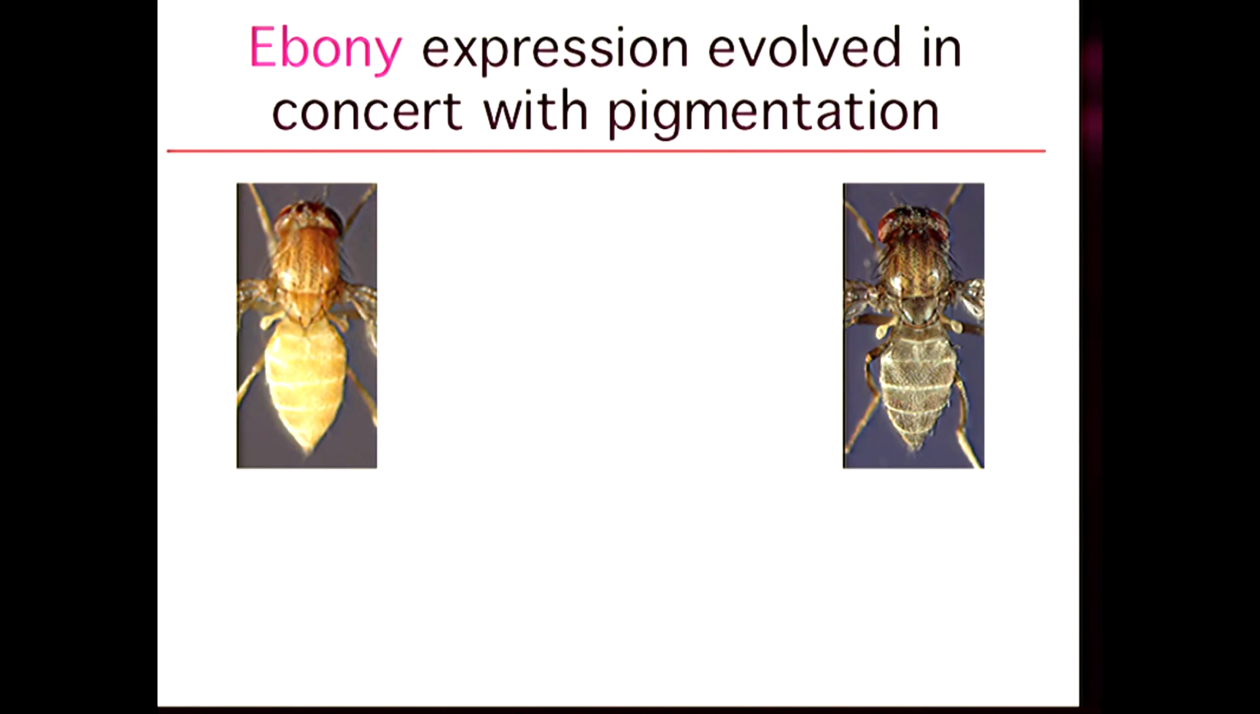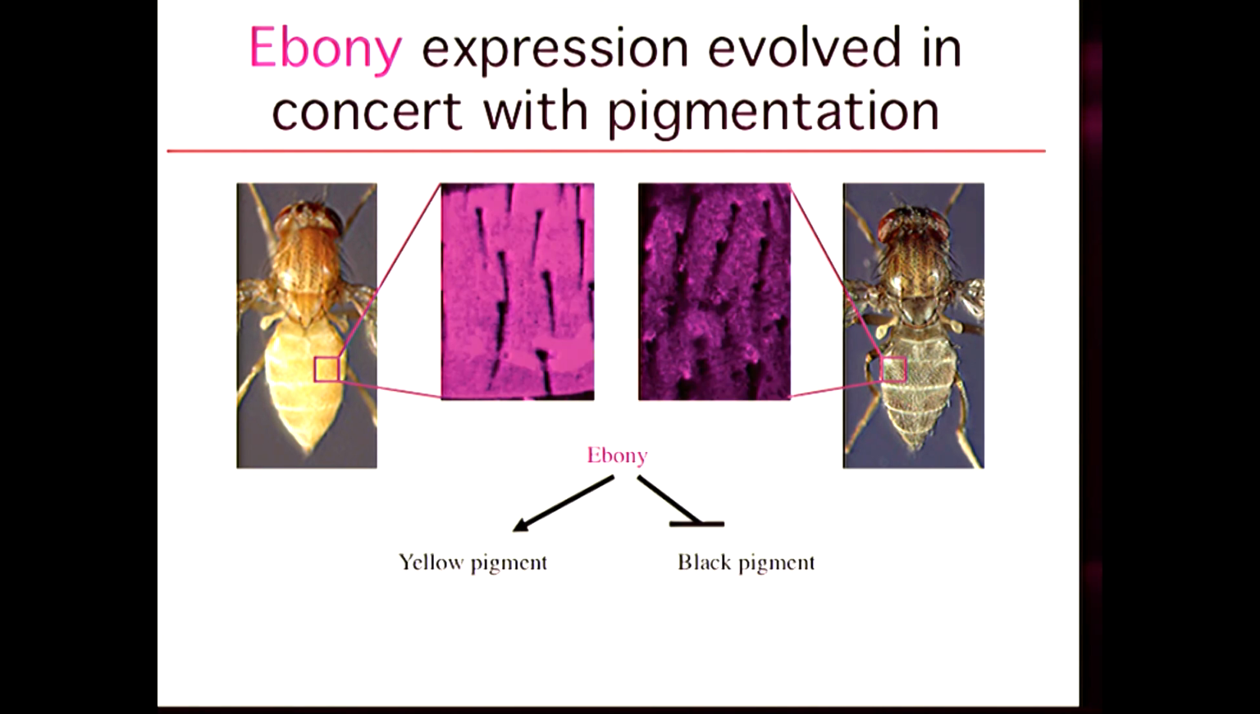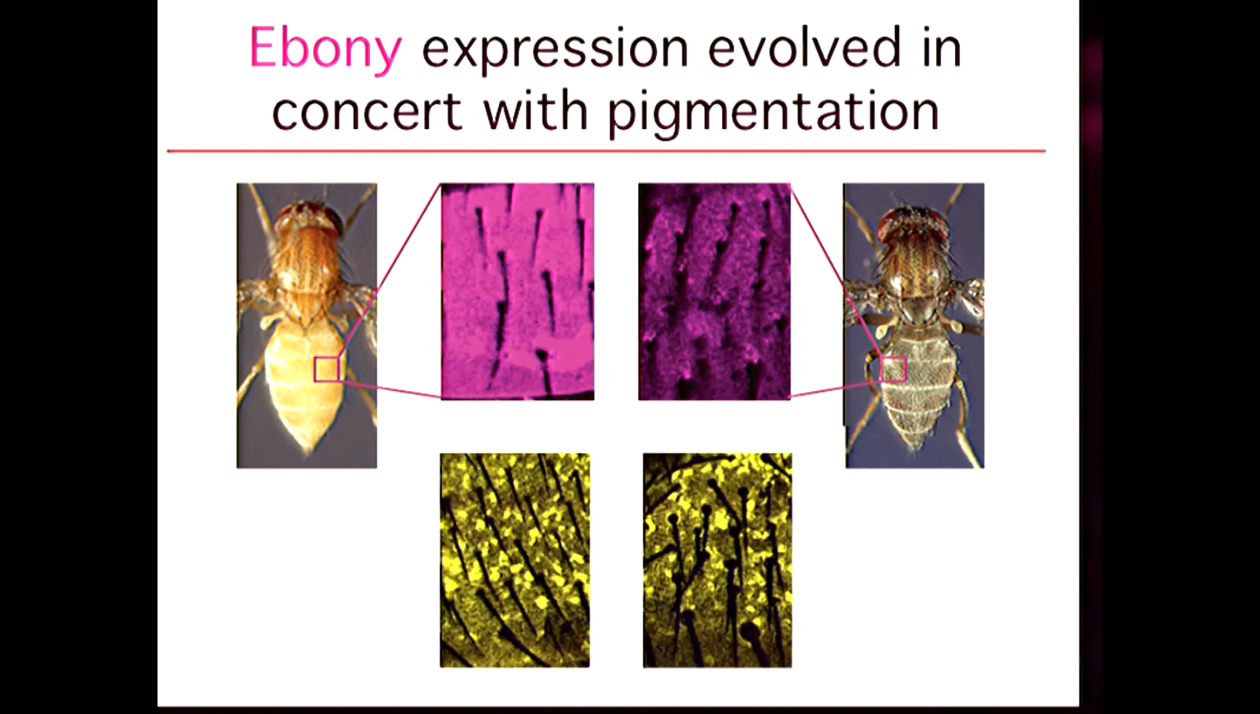Okay. In other pairs of species, there are changes in ebony expression. Again, ebony promotes yellow pigment and inhibits black pigment, but not expression of yellow. So not all species are doing this the same way.